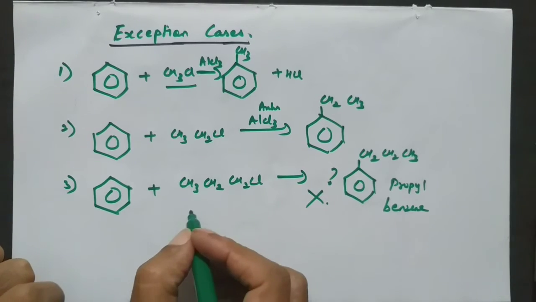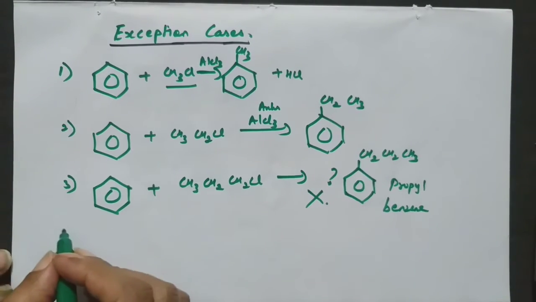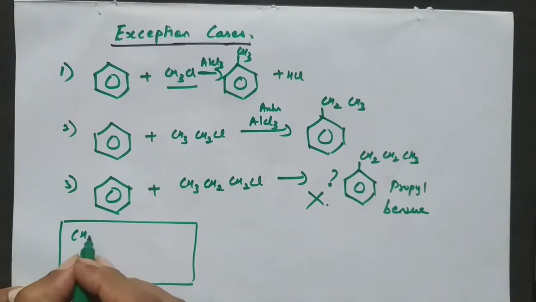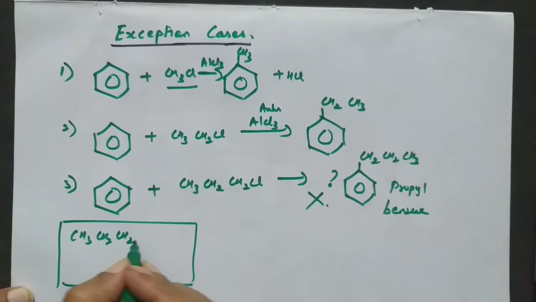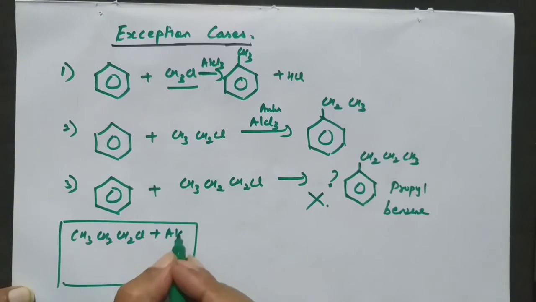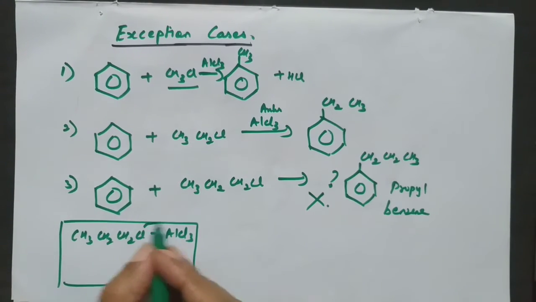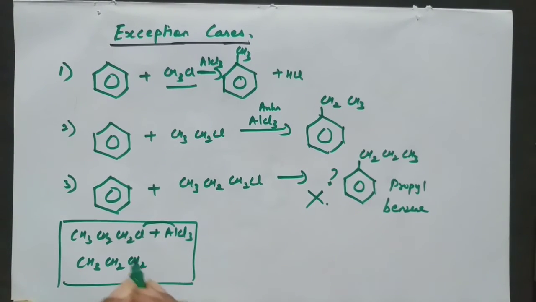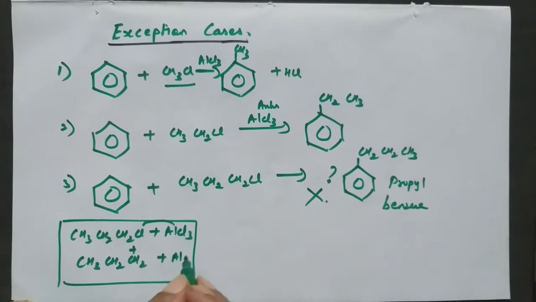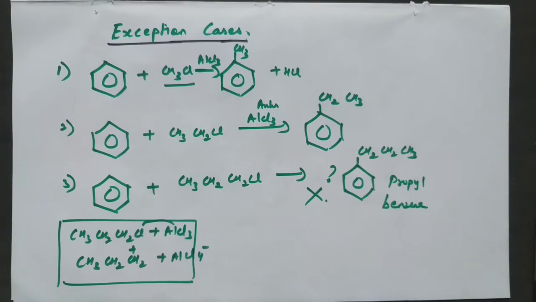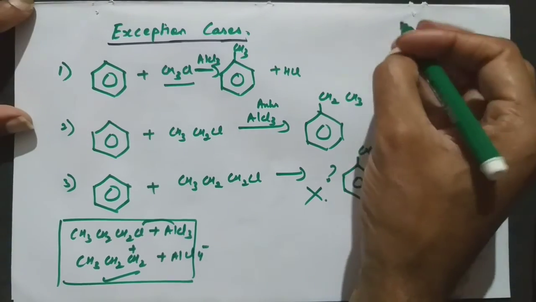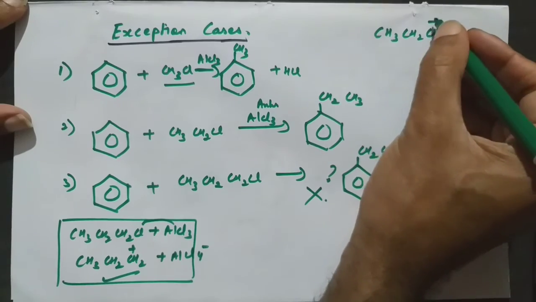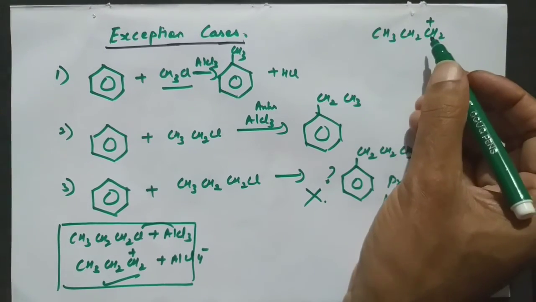So what happens in this case? I'll make a separate box here to help you understand this concept. It will be CH3, CH2, CH2, Cl when treated with AlCl3. One Cl will move away, so what is remaining now is CH3, CH2, CH2, with the positive charge on this carbon, and AlCl4 minus. So this is CH3, CH2, CH2 plus, which is a primary carbocation.